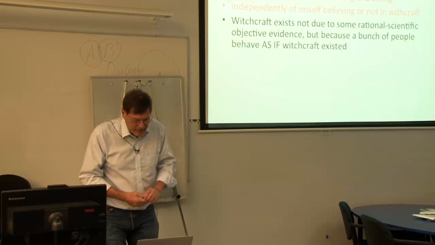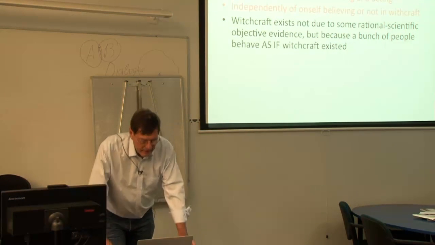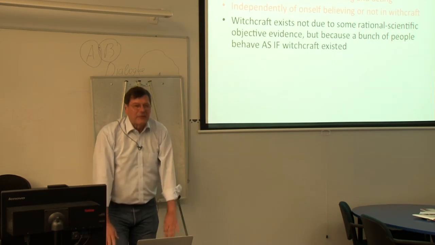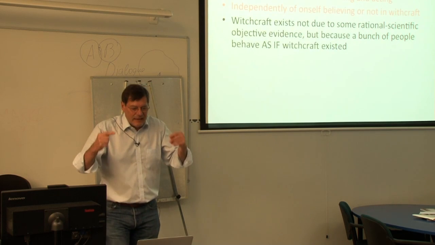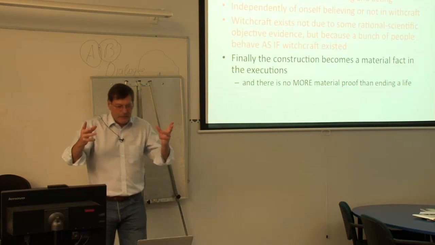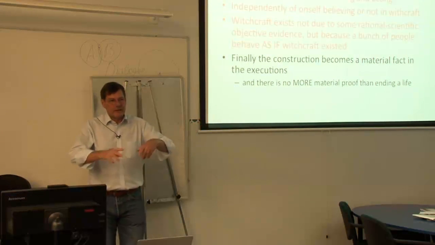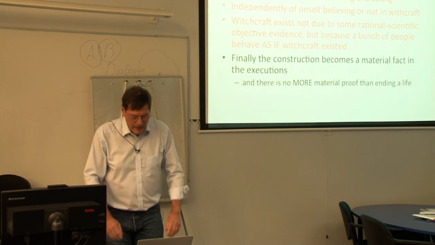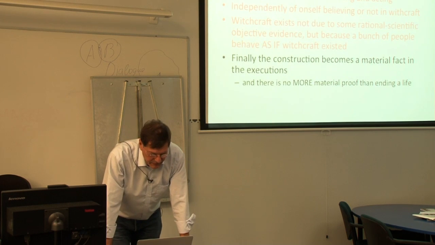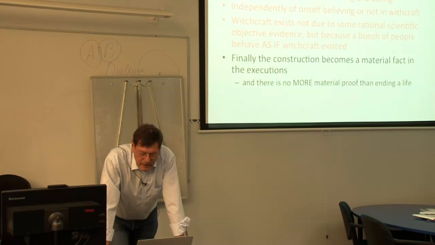And of course, witchcraft does not exist, if you remember the four basic rules by Kenneth Gergen, due to some rational scientific objective evidence. But of course, because a bunch of people believe in it and act as if the thing that we call witchcraft existed. And finally, the unwitting construction of the fact of witchcraft results in the material fact of executions. And there is, as I said, no more material proof than killing somebody.